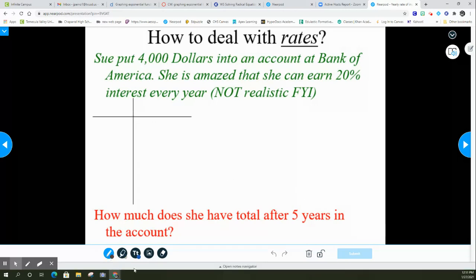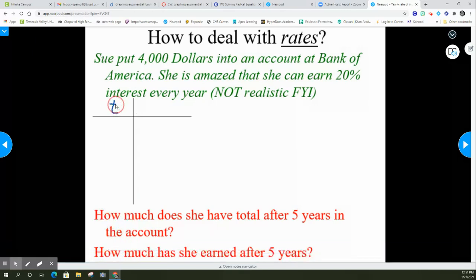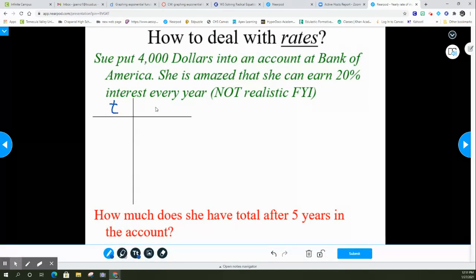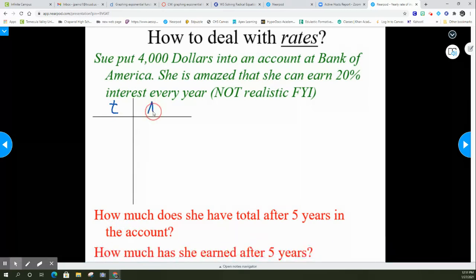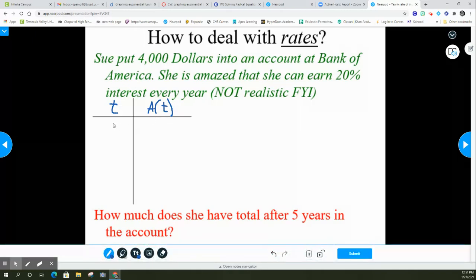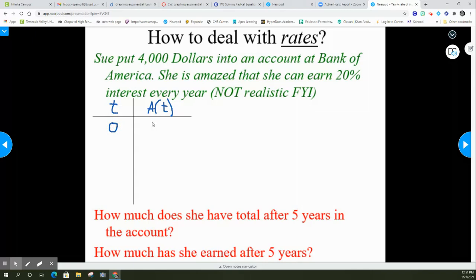So what we want to do is create some variables here. Normally we do X and Y, but in this case we're going to use T for time, years, and then A of T for the money in the account, the amount. When time is 0, so no time has passed, the initial amount in the account is 4,000.